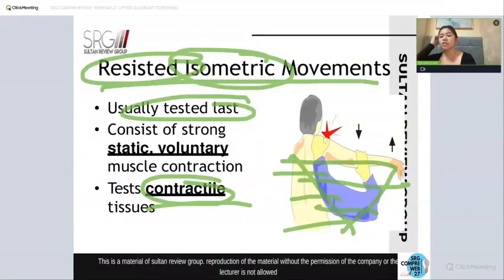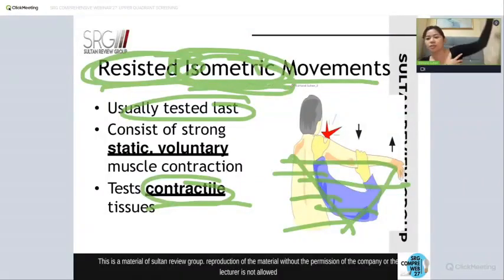Kasi dun sa resisted, magko-contract yung contractile structure, so that is good. Pero in order for the inert structures or the non-contractile structures na hindi ma-stress or hindi gumalaw, kailangan po isometric siya. Kasi kung hindi siya isometric and gumagalaw yung whole extremity, gagalaw din yung inert. So hindi natin ma-isolate yung contractile. So it should be isometric with no net movement para at least relax yung inert structures natin pero still nagko-contract kasi it's a resisted action.